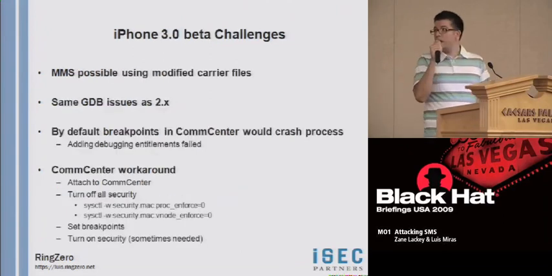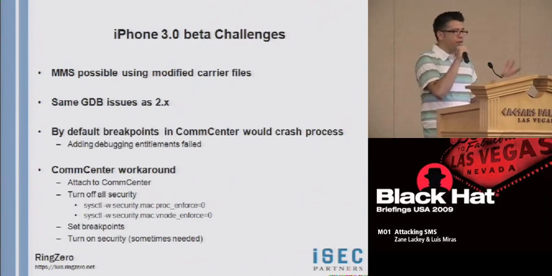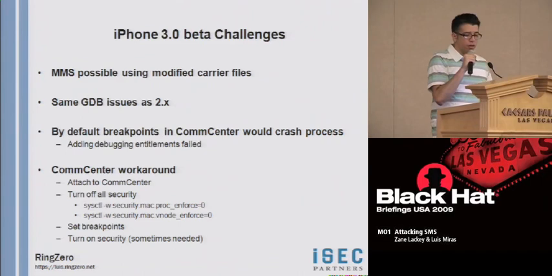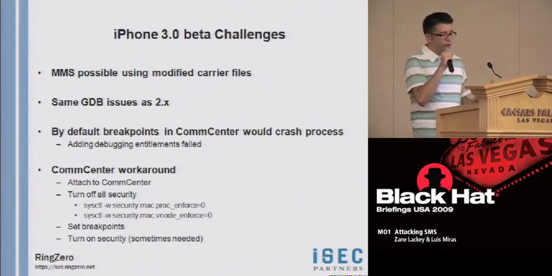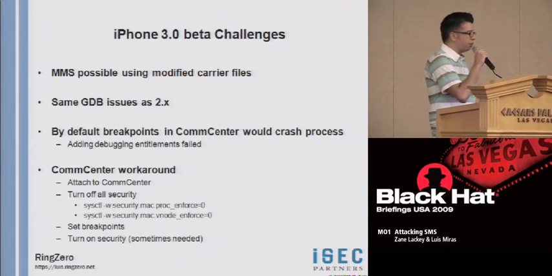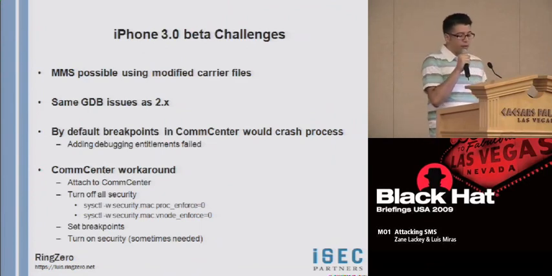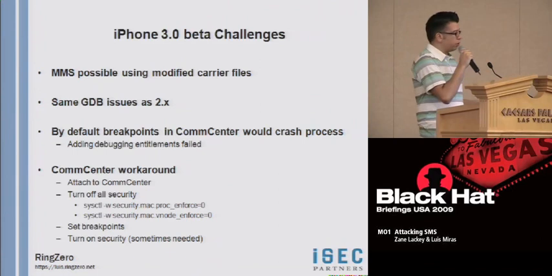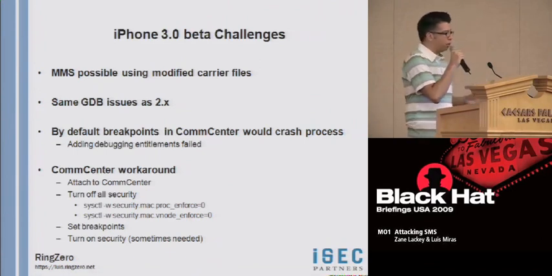Then we took a look at the 3.0 betas. It uses the same GDB, so all the same issues persist from 2.x. In the 3.0 betas, we were encountering crashes anytime we set a breakpoint in Comm Center. This could be because of the jailbreak that was used in the betas, or it could be that something changed. We're not really sure about that. We discovered a workaround where we'd turn off security, set breakpoints, and depending on what we were doing, we'd turn security back on or leave it off.